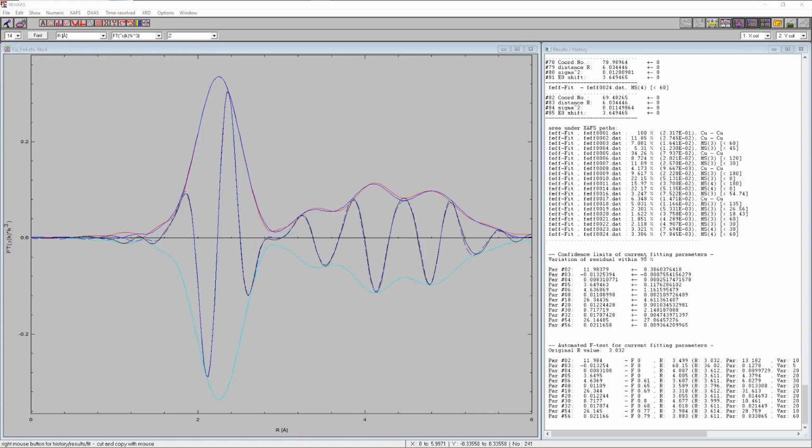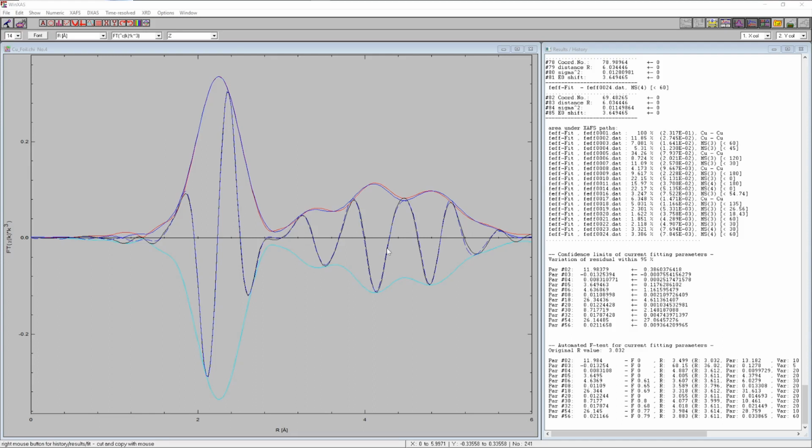Basically, the original R value here with a 95%. So you can vary this coordination number by plus minus 27 and still obtain a refinement with an R value which is within 95% of the original refinement. So very broad confidence limits and strong correlation between coordination number and Debye-Waller factor.